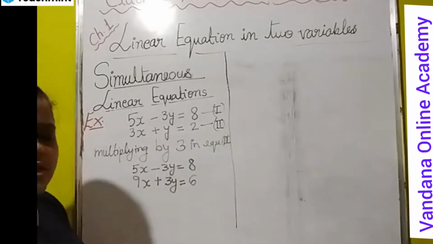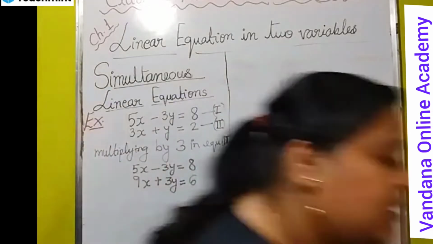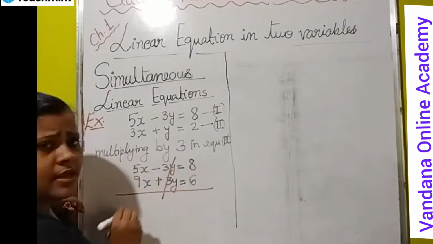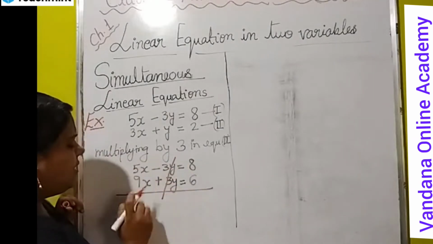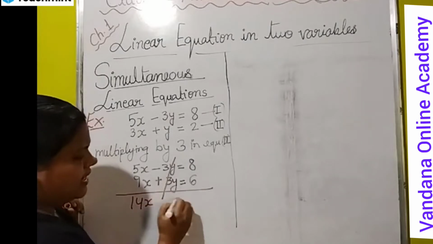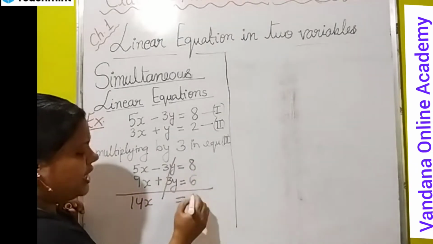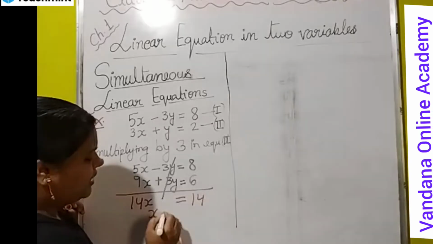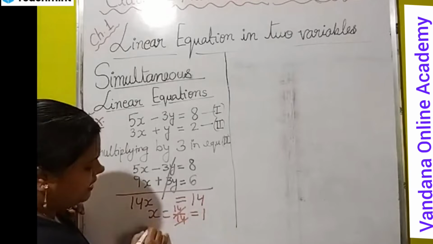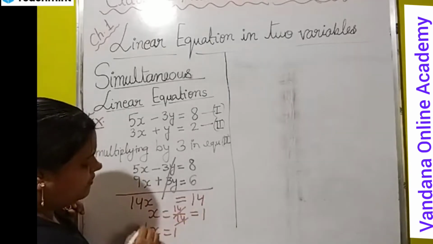Now we will solve these equations. Because we have minus and plus, the y terms will be eliminated. They will cancel each other. And here we get 5x plus 9x, that is 14x, equals 8 plus 6, that is 14. So we get 14 upon 14, this will cancel each other, so we get 1. So x equals 1 we get.